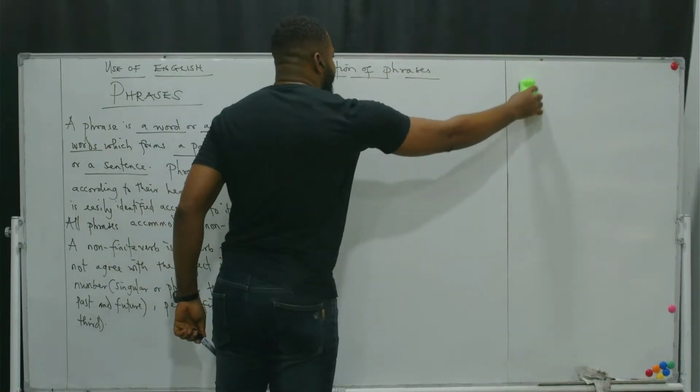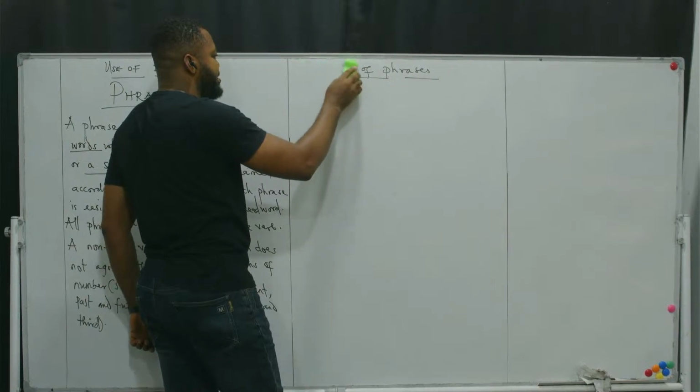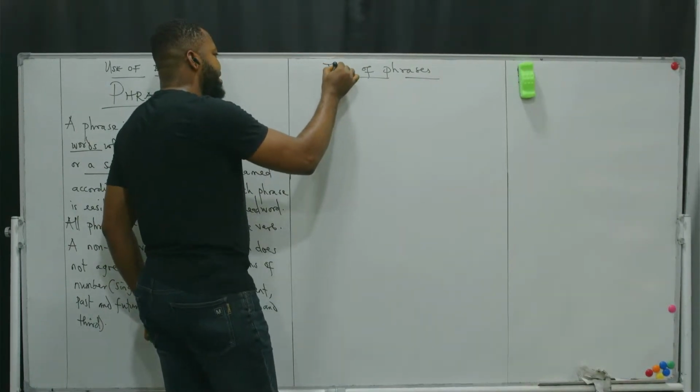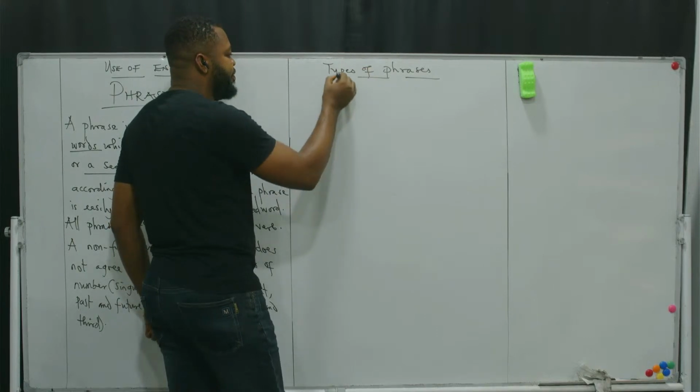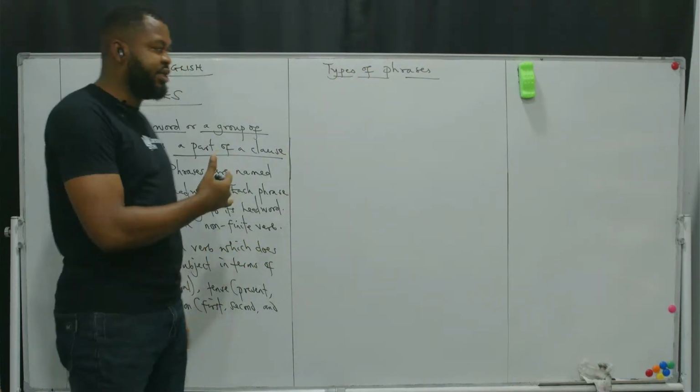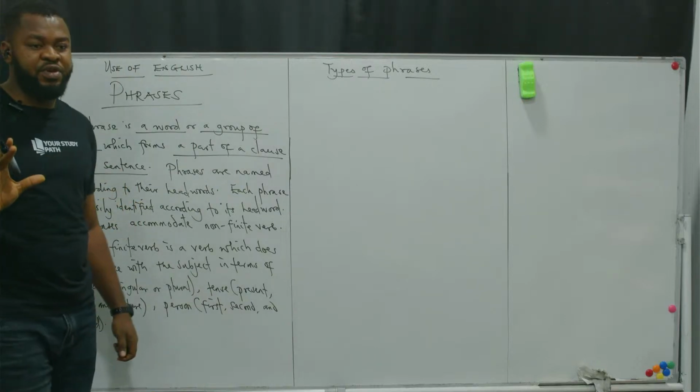And before we look at the formation of phrases, let's look at types of phrases. There are 5 types of phrases in the English language.